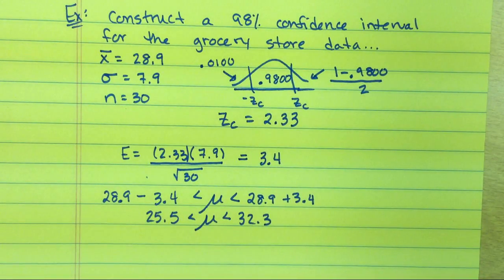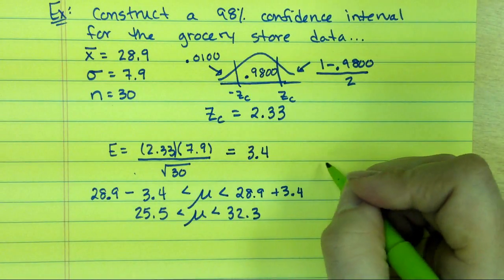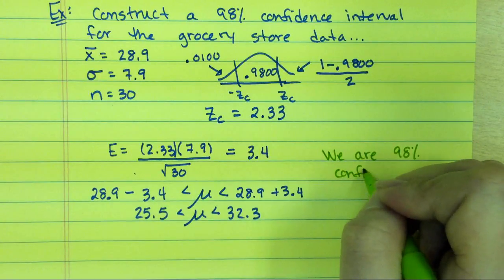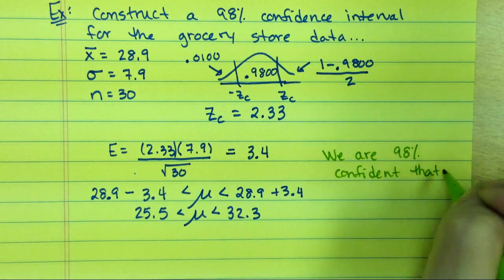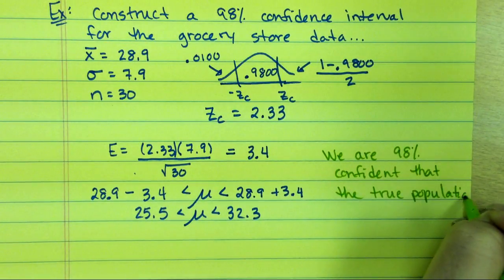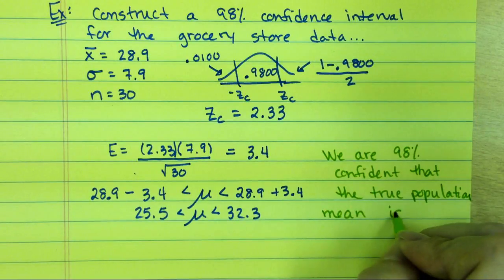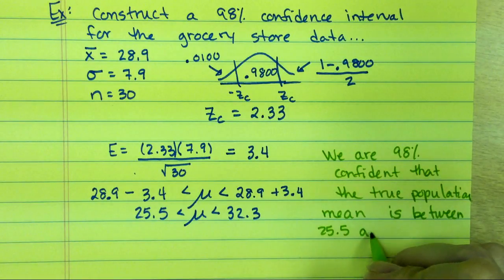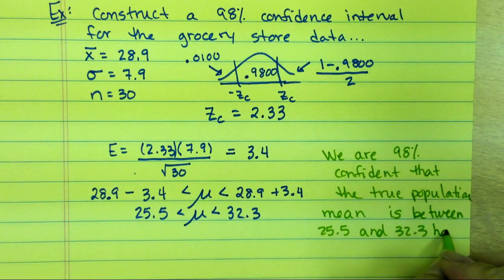Now, doing all those steps is really great, but we also need to be able to put that in words as to what it means. So what this actually means is that we are 98% confident that the true population mean is between our 25.5 and 32.3 hours.